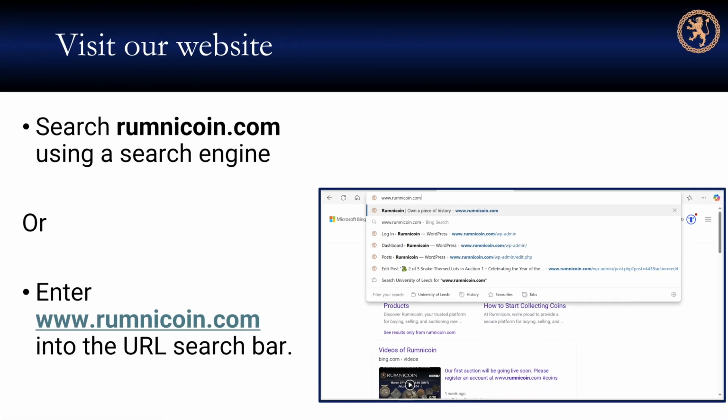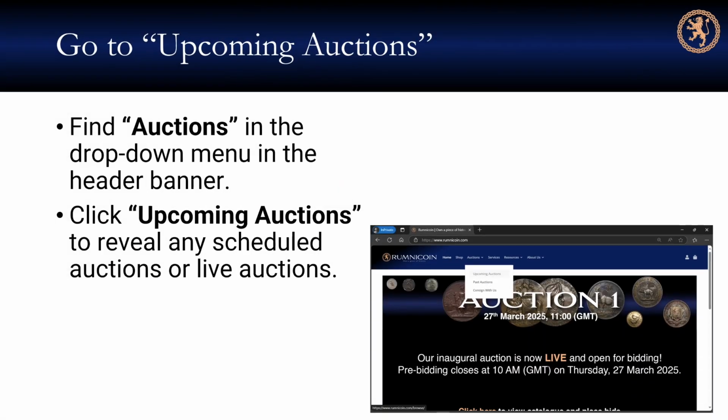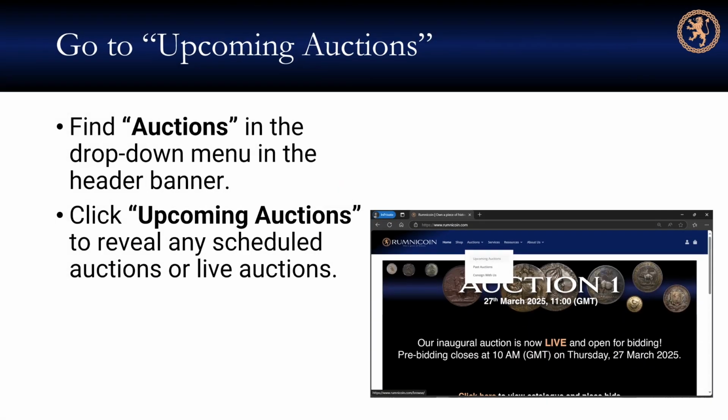To visit our website, search rumnicoin.com, either into the search bar of your chosen search engine, such as Google, or enter www.rumnicoin.com into the URL search bar. Once you have loaded our website, you will be on the home page.